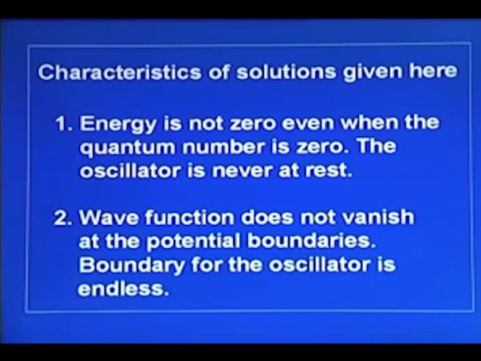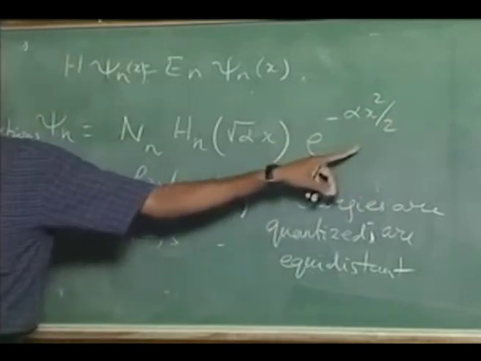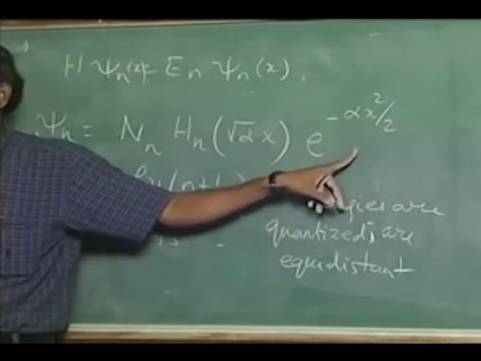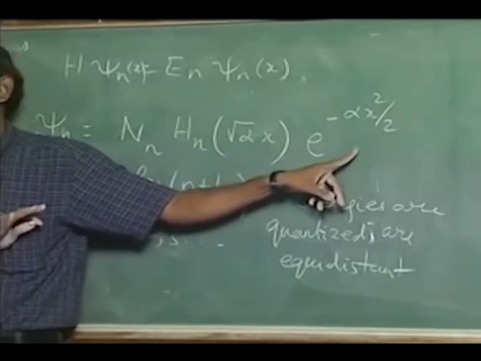The second important thing, you recall that the potential energy was a parabolic function, limiting what is called the maximum possible value of energy for any particular motion. The wave function, on the other hand, for the harmonic oscillator does not vanish anywhere in between except at finite points. The boundary for the oscillator is essentially infinity, because exponential of minus alpha x square is never 0 except when x is plus infinity or minus infinity.